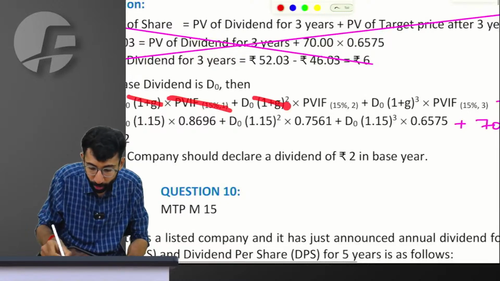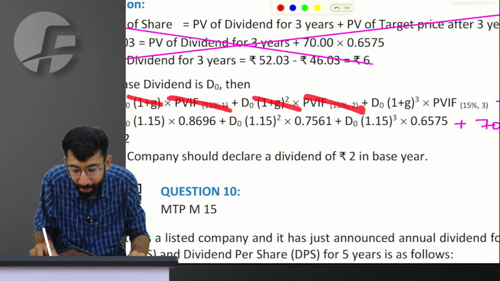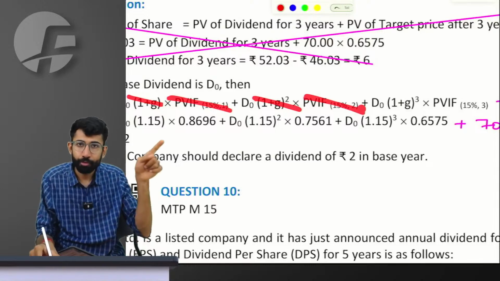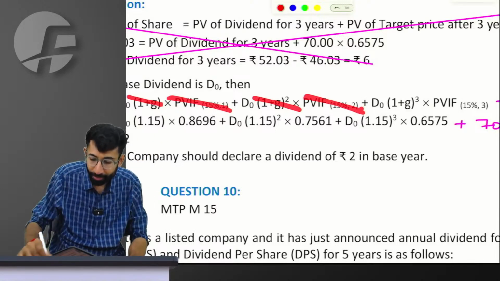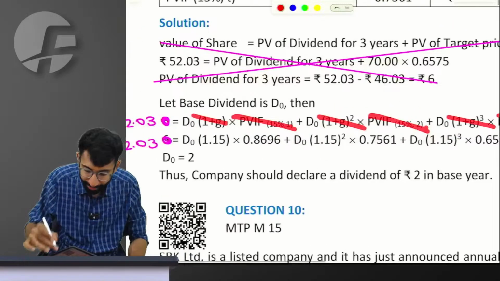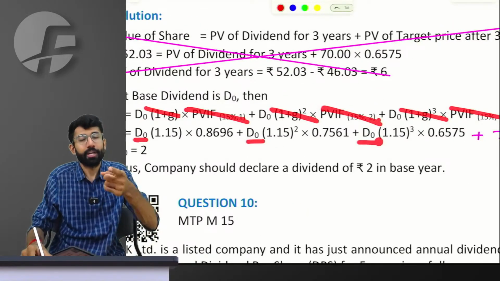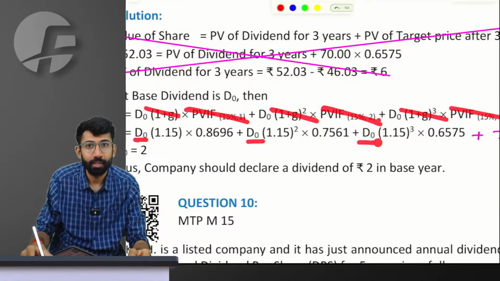If I compound my D0 for 2 years by 15% and discount it back again by 15% for 2 years, which means the effect is nullified, and even here the effect is nullified. So if you realize, the net of this will be D0 plus D0 plus D0. You can check it mathematically, numerically as well. See this.